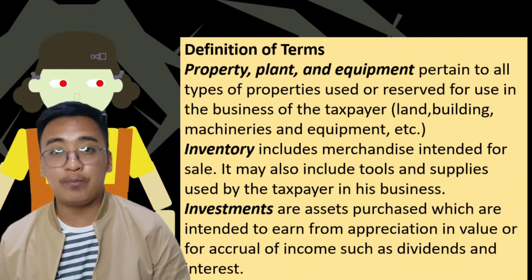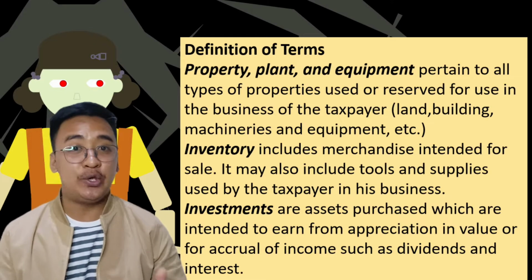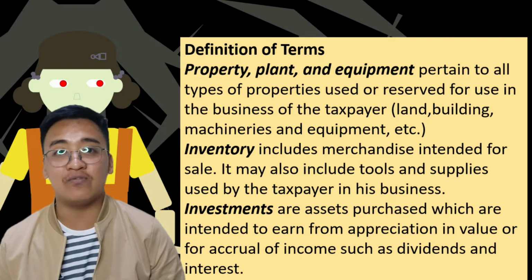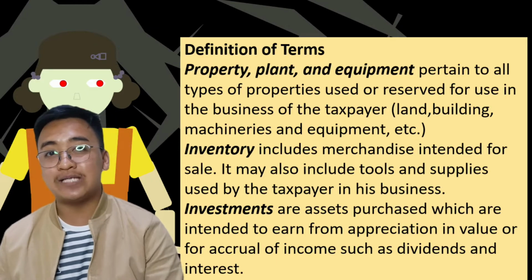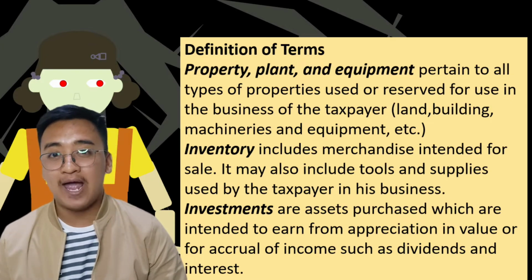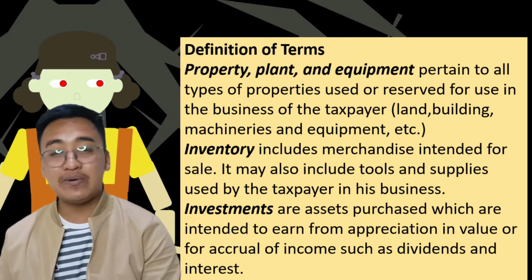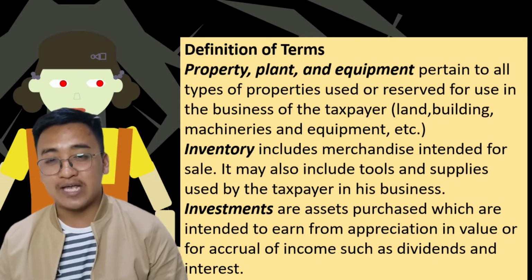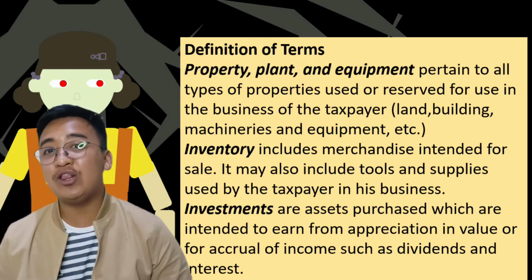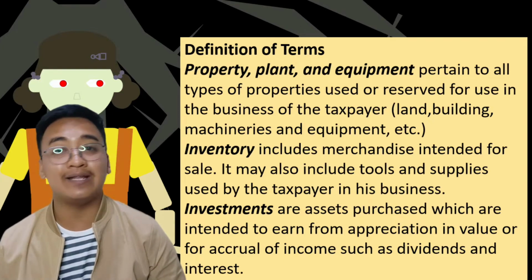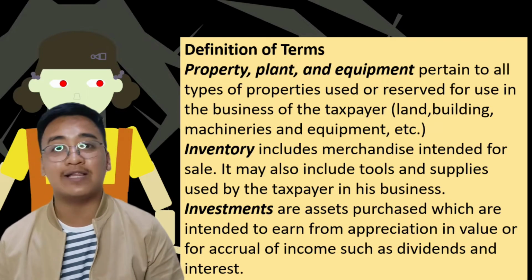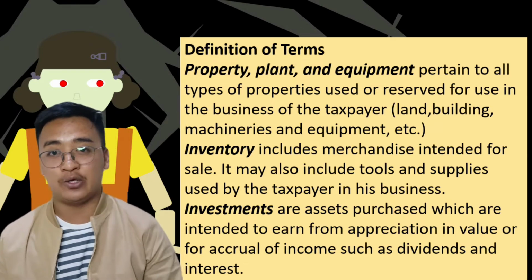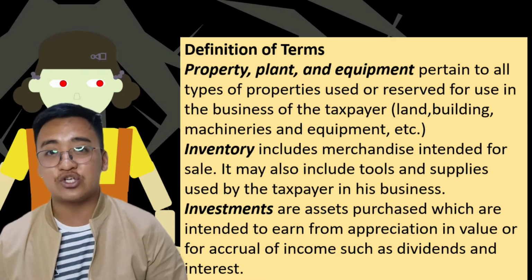Property, plant, and equipment pertain to all types of properties used or reserved for use in the business of the taxpayer, such as land and depreciable properties, which decrease in value by the passage of time, and include buildings, machineries and equipment, furniture and fixtures, and so on and so forth. While inventory includes merchandise that is intended for sale, and investments are assets purchased to earn from appreciation in value or for accrual of income such as dividends and interest.